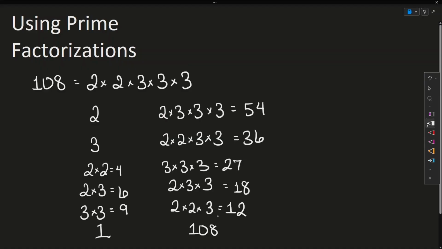I slowly pulled off one of each of my numbers, then I did all the possible combinations of 2 numbers in my prime factorization. And then I didn't have to worry about the groups of 3 numbers because they're already here as a factor pair. Each factor pair comes from splitting the prime factors into 2 groups.